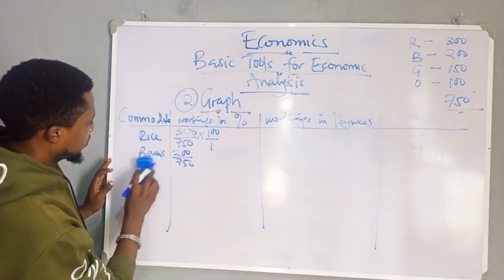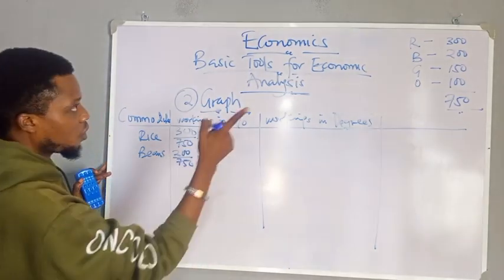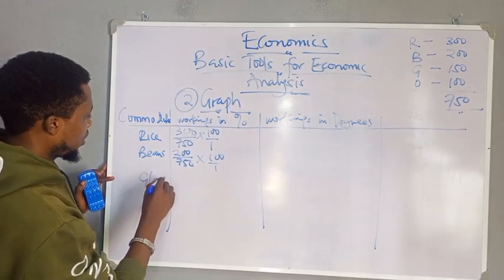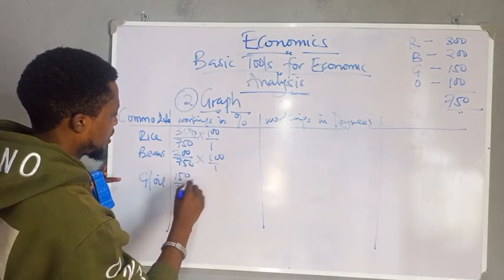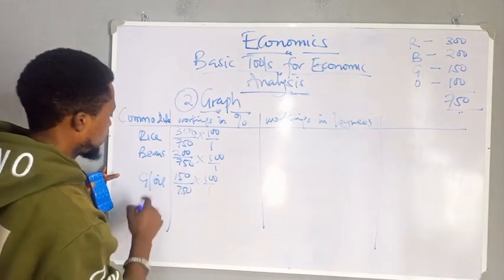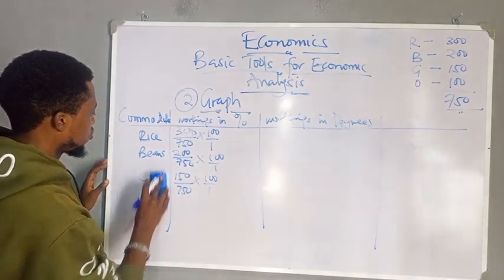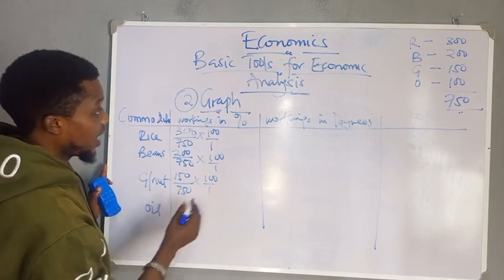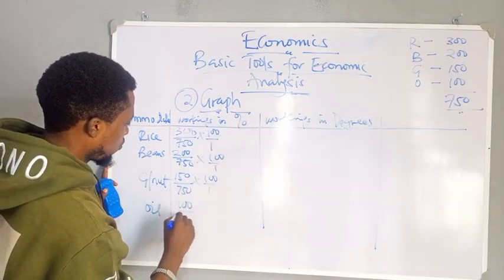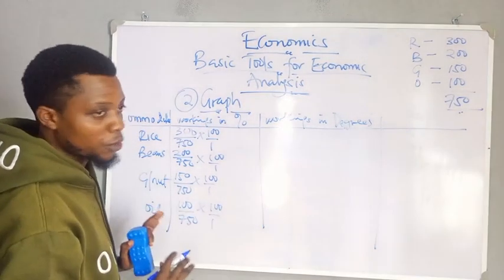Let me calm down a bit. Times 100 over 1. For groundnut, we have 150 all over 750 times 100 over 1. Sorry, this is groundnut, not groundnut oil. Well, for oil here we have 100 over 750 times 100 over 1. I hope you can see that.